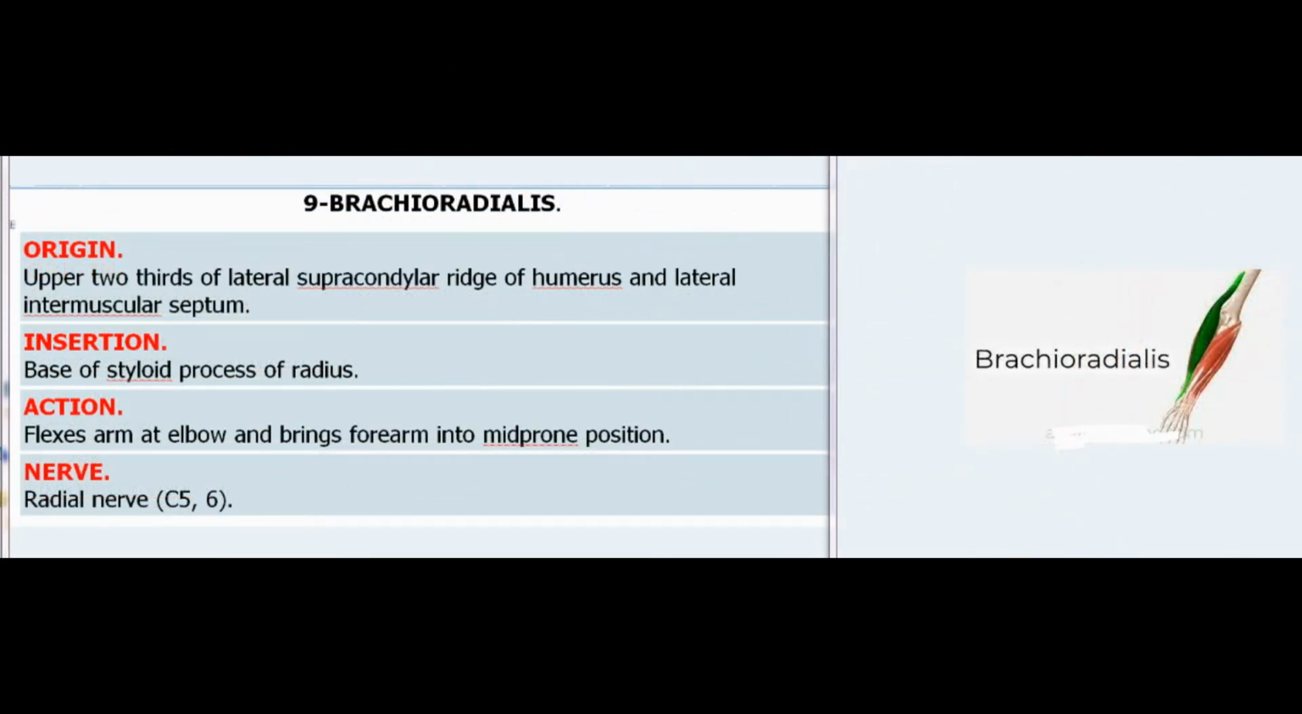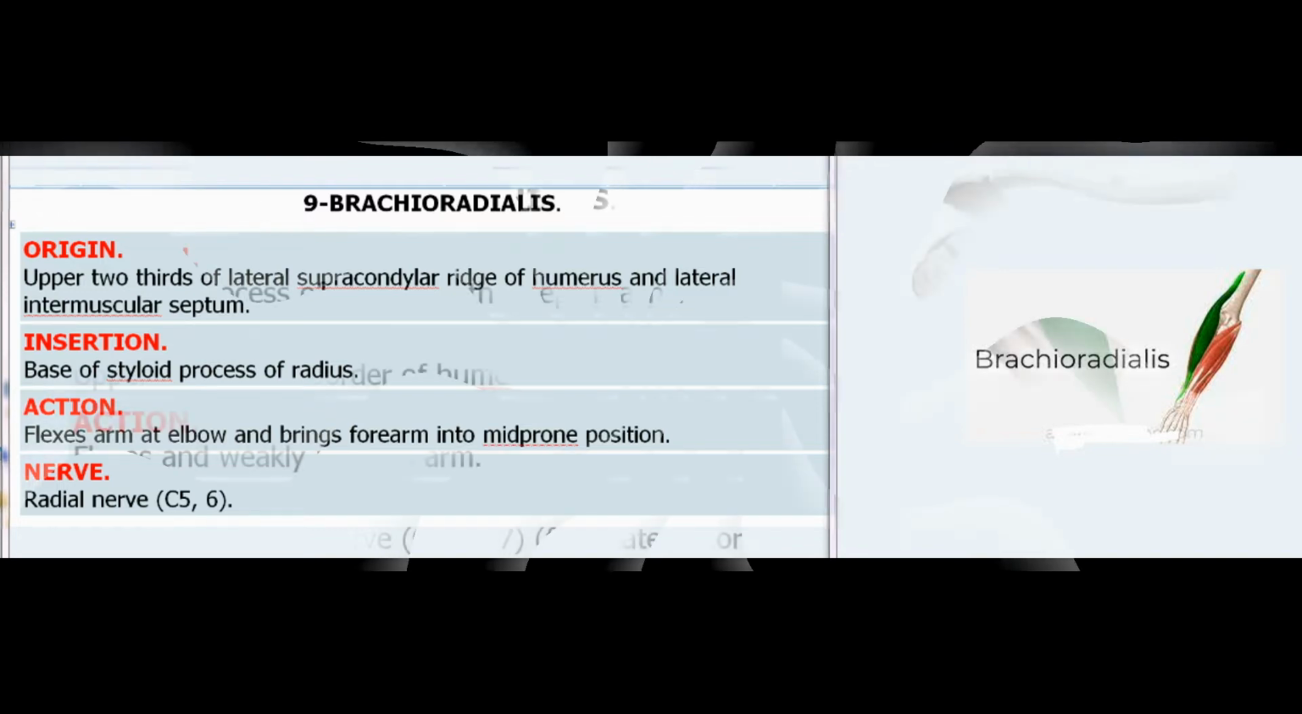9. Brachioradialis. Origin: upper 2/3 of lateral supracondylar ridge of humerus and lateral intermuscular septum. Insertion: base of styloid process of radius. Action: flexes arm at elbow and brings forearm into mid-prone position. Nerve: radial nerve, C5, 6.